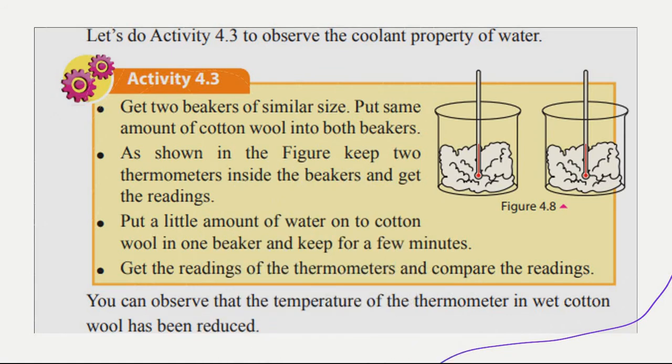Now let us do activity 4.3 in order to observe the coolant property of water. Simply, you're going to take two thermometers and two beakers of similar size, and then put some cotton wool into the two beakers, and put a bit of water into one beaker with cotton wool and take the temperatures. When you do this practical, you will be able to observe that the temperature of the thermometer in wet cotton wool is reduced compared with the one with dry cotton wool.